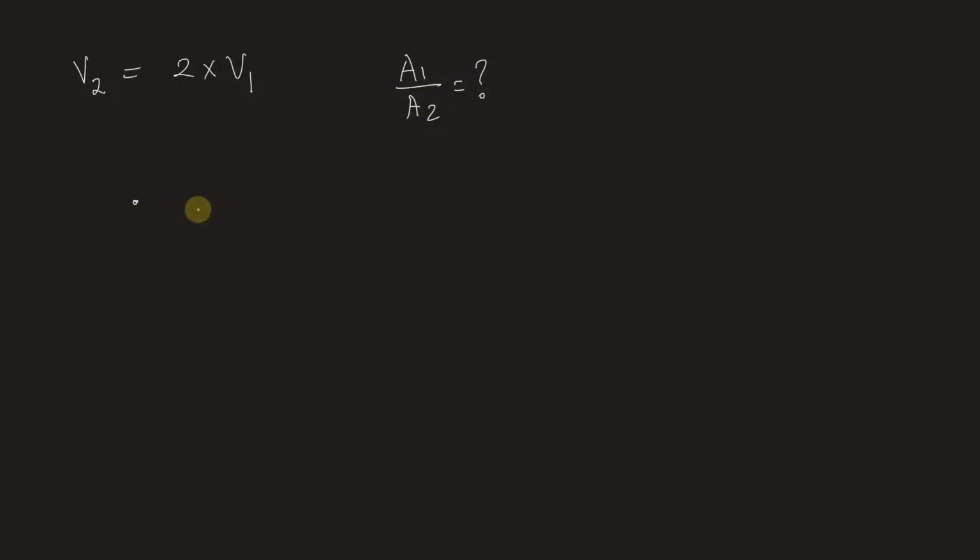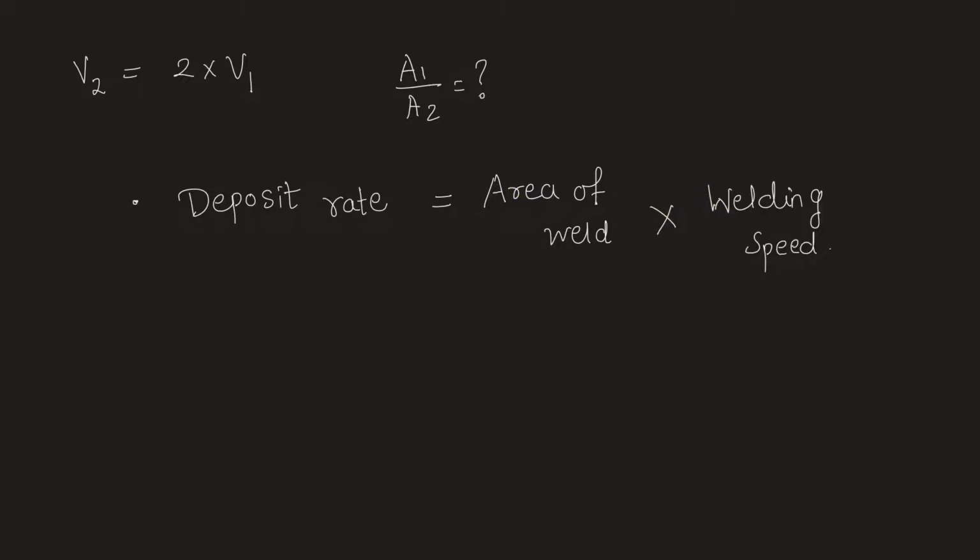Now, starting with the concept of deposit rate, the rate of depositing the weld metal is equal to the area of weld into the welding speed. As it is given that all other process parameters remain constant, we can say that the deposit rate remains constant. When the welding speed changes, the area of weld is going to change, keeping the deposit rate constant. Hence, we can write A1 V1, the initial area and initial velocity of weld, is equal to A2 V2.